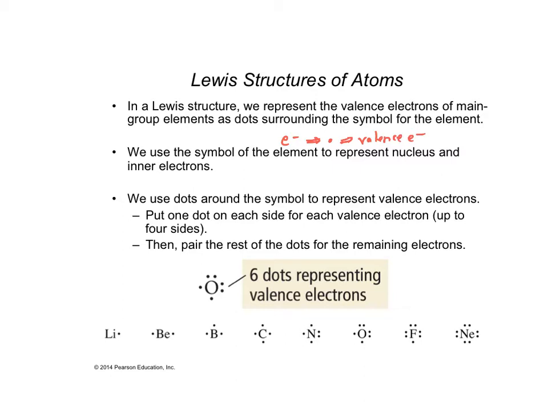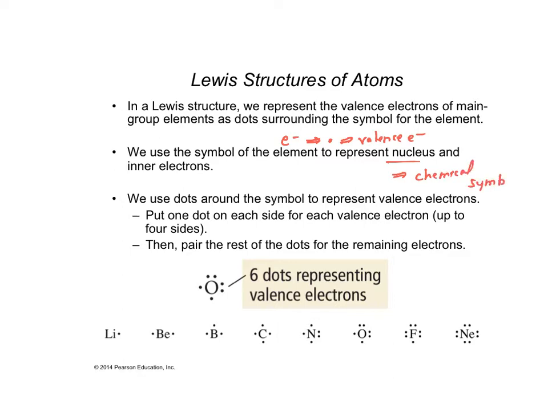All of the core electrons and all of the nucleus as well for an atom is going to be represented by the chemical symbol. So the nucleus as well as the core electrons are going to be represented just by their chemical symbol.